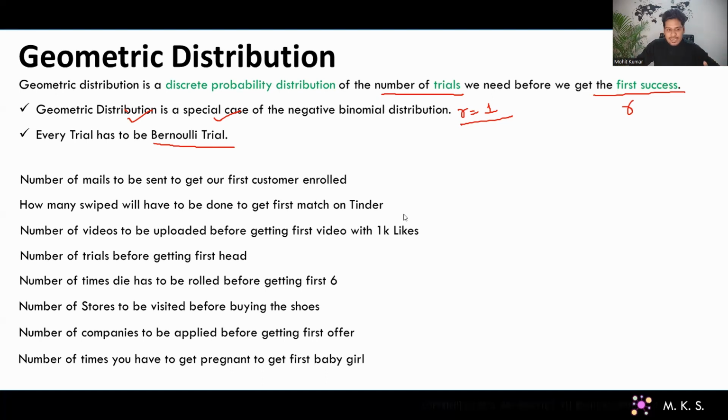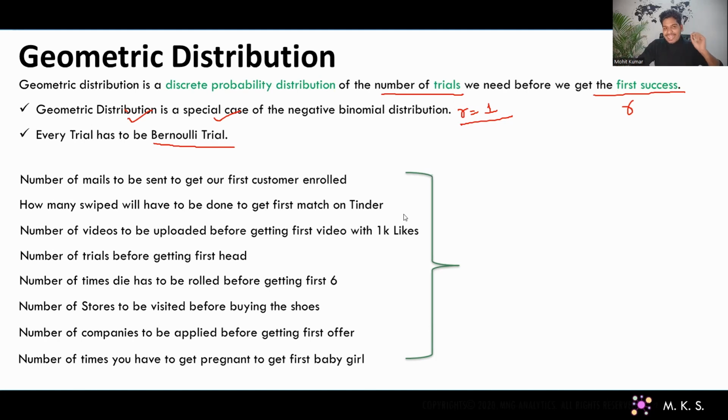Now, all of these examples have different trials, right? If I talk about the number of times you flip the coin, that number of times you are flipping the coin means the number of trials you are performing. Similarly, how many swipes? Every swipe will be a trial. Number of mails you will send, every mail you send is a trial, right? So every example I have quoted here has multiple trials, and that's what we are modeling through geometric distribution, right?